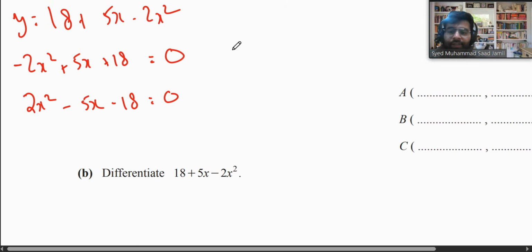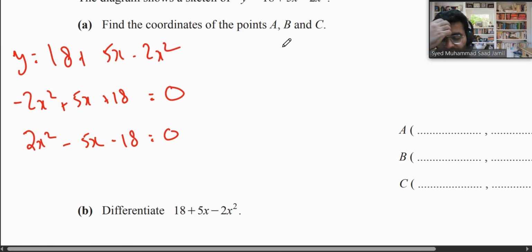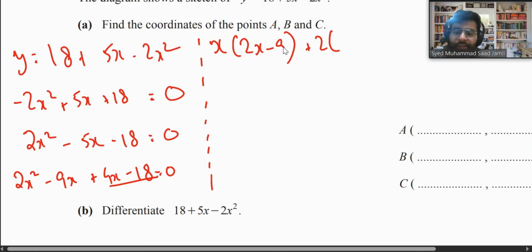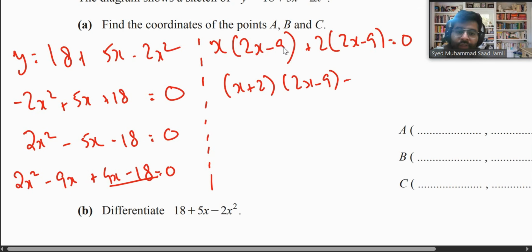So 2 multiplied by 18, that's negative 36. You guys have to choose two values. So this becomes 2x square minus 9x plus 4x negative 18 is equals to 0. This is breaking of the middle term, guys. So in the first one you will take x as common, so this becomes 2x minus 9. In the second one you will take plus 2 as common, again 2x minus 9 is equals to 0. So this becomes x plus 2 and 2x minus 9 is equals to 0.